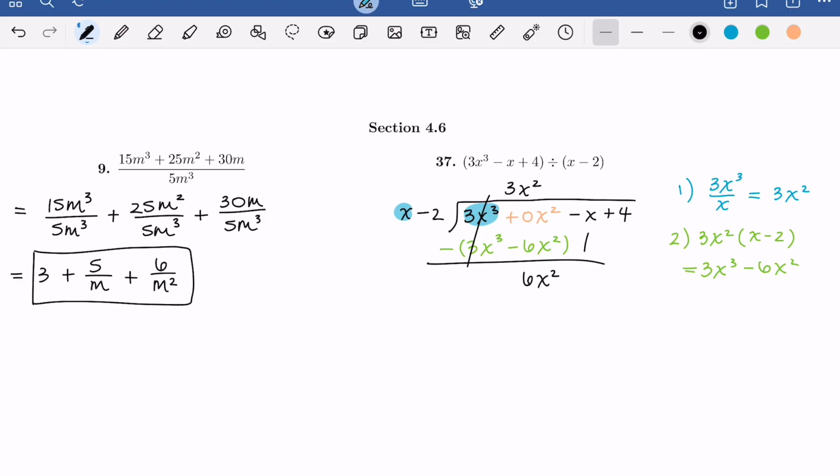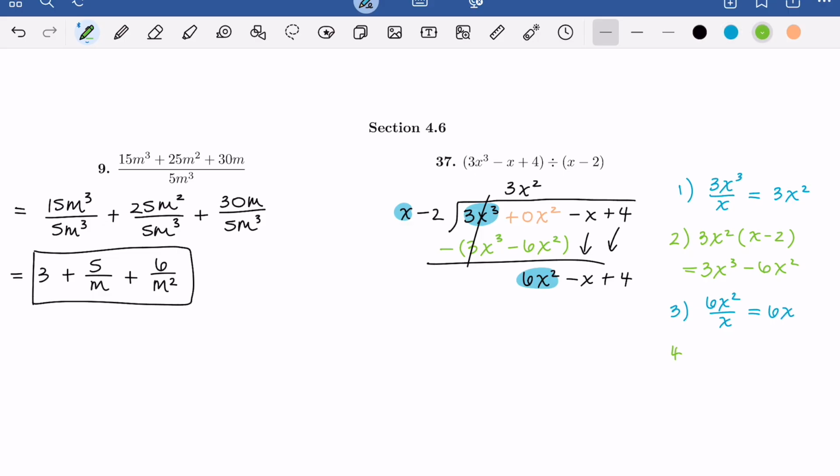And then we're going to bring down everything here. We still have a minus x and a plus 4 in this polynomial. Now, again, we're going to repeat this process. In this third step here, we're going to look at the leading term in our resulting polynomial, 6x squared, and divide it by the leading term in our divisor. So we're going to have 6x squared divided by x. This is going to give us 6x.